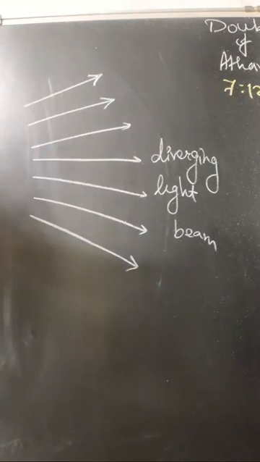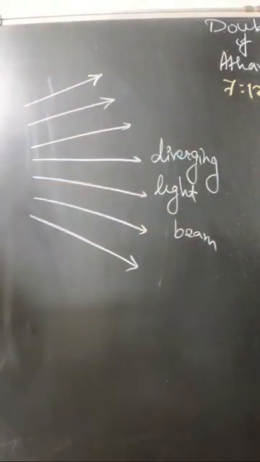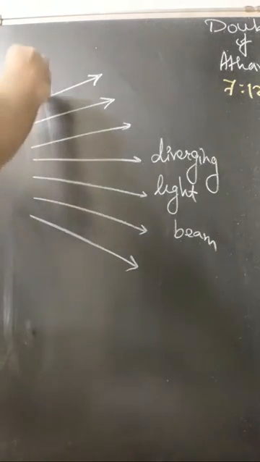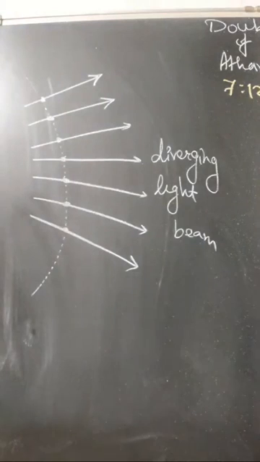Now, this light beam is of diverging nature, like this. Then we can mark 6, 7.